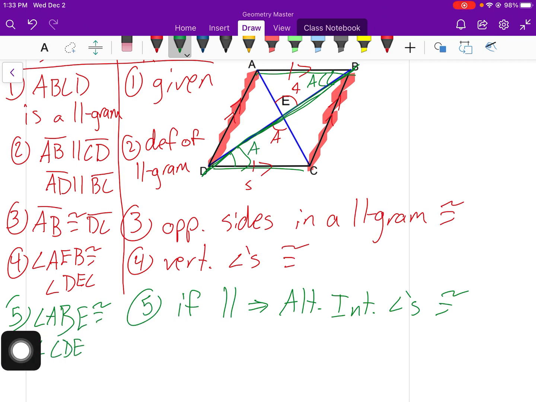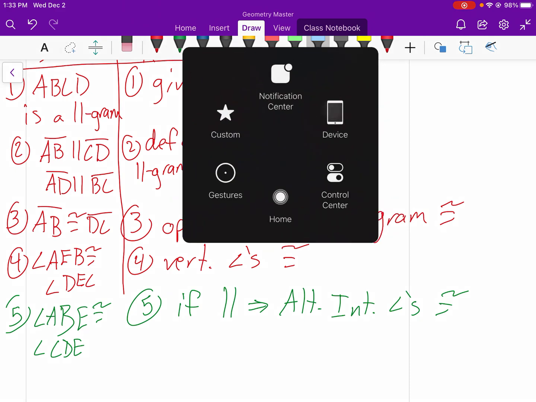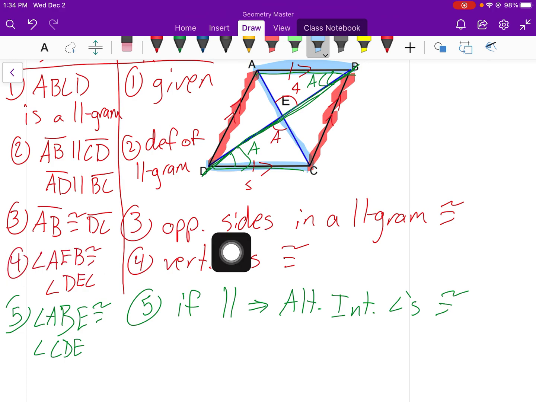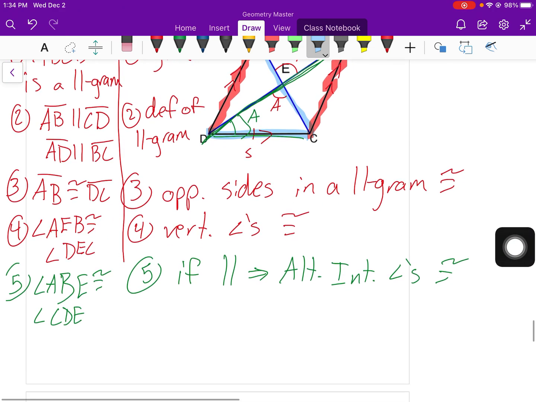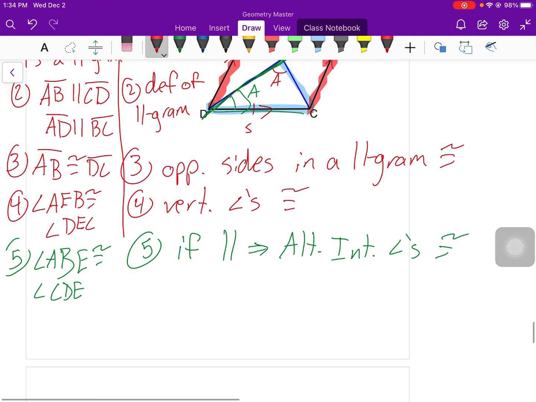Now when I said you could have done this one twice, you could have also looked at this as a transversal, then you would have been able to get angle BAE is congruent to angle DCE instead. So you could do that twice in step 5 because they have the exact same reason, then you'd be able to eliminate step 4. But now I'm able to say these triangles are congruent.